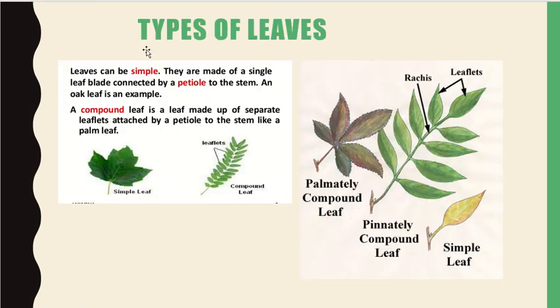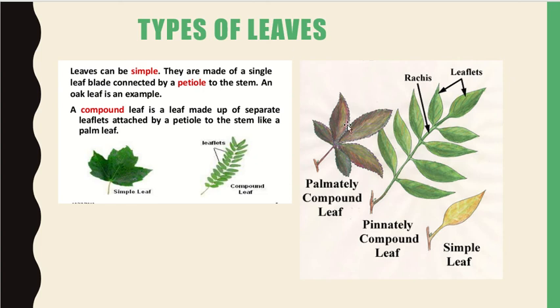Now the types of leaves. Basically there are two types of leaves. It may be simple or compound. Simple leaves are made up of a single leaf blade which is connected by a petiole to the stem, and for example you can take an oak leaf. And the compound leaf is made up of separate leaflets attached by a petiole, right? And they may be palmate compound or pinnate compound.